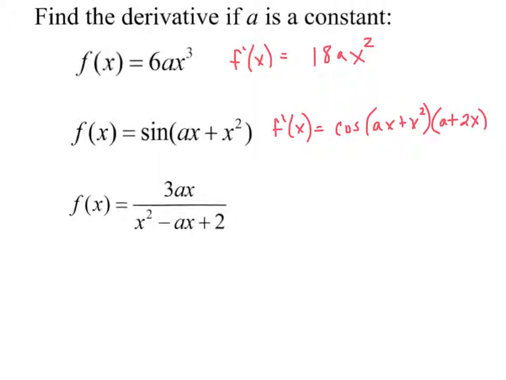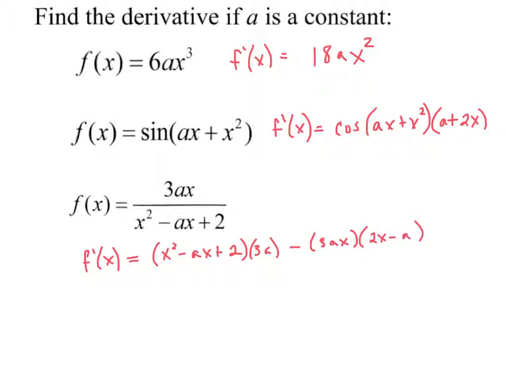And finally, this last one, we're going to need a little quotient rule. So f prime of x: low, d high, minus high, d low, cross the line, square the low. And just in the interest of time, I'm going to stop there, even though you could probably do some simplifying here.